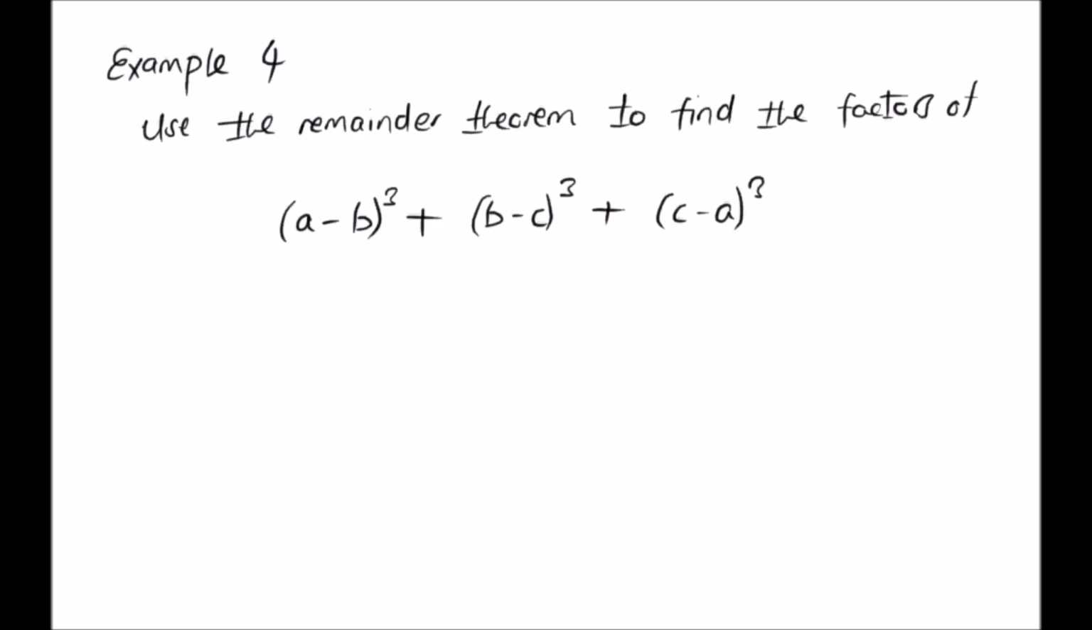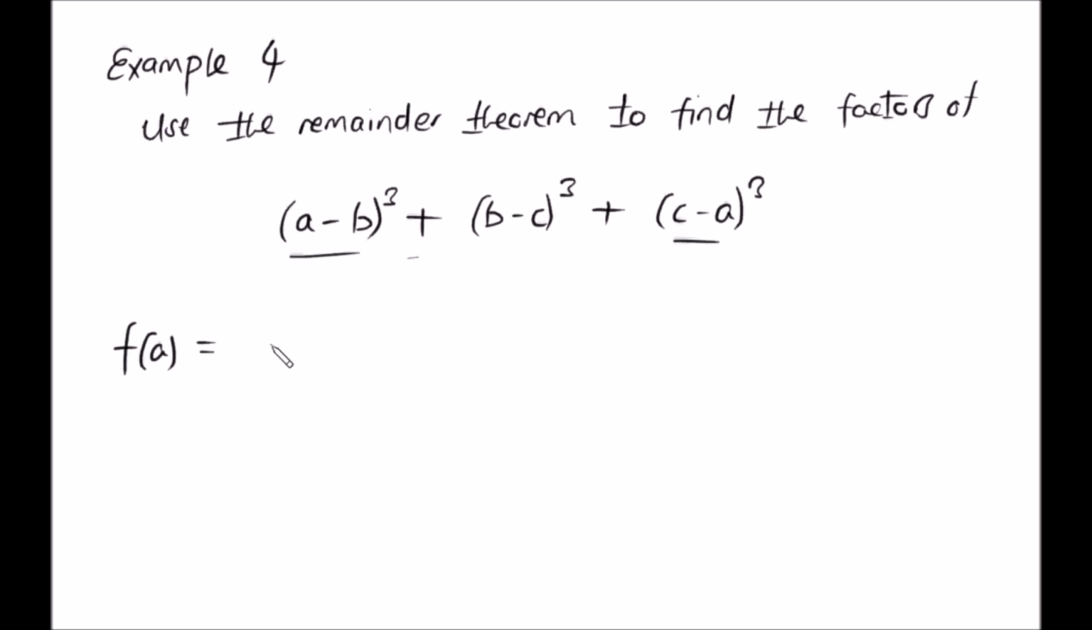Now this is example 4. Example 4 anasema use the remainder theorem to find the factors of hiyo equation hapo juu, a minus b cube plus b minus c cube plus c minus a cube. So tafuta factors zake. Sasa mimi nilivyofanya hili swali nikasema ngoja niandike hii question kwenye mfumo huu f of a. Kwa hiyo hapa na hapa nikapa expand.